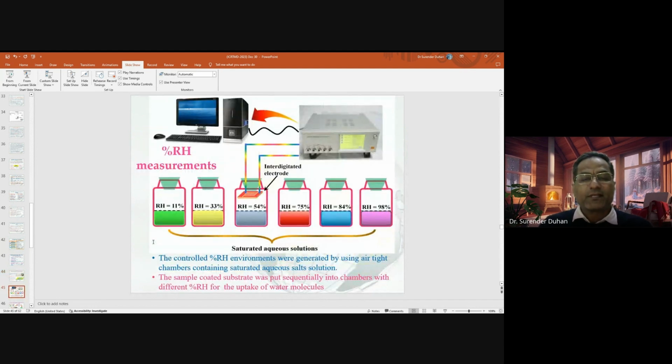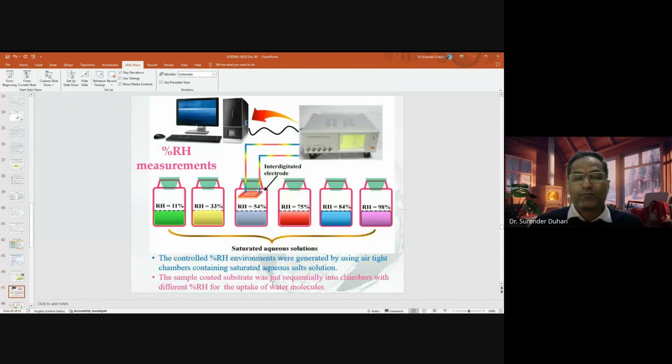This is my sensing setup. The controlled RH environment was generated by using an airtight chamber. This is the airtight chamber: 11 RH percent, 33 RH percent, 54, 75, 84, and 94. This airtight chamber contains saturated aqueous salt solution. In this chamber, different salts give different percentages. The sample coated substrate is placed like this.